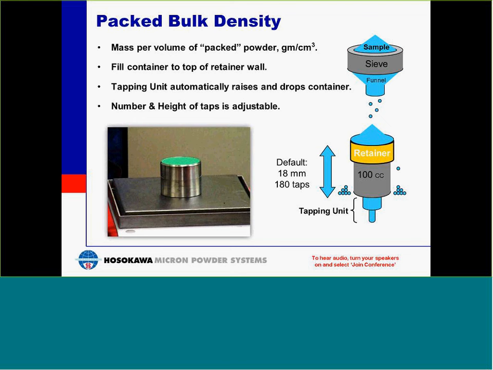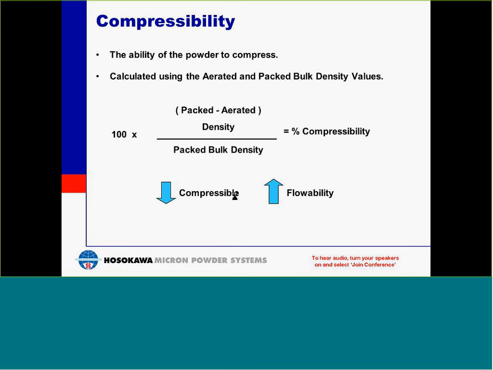Now we have the aerated measurement and the packed measurement. We can determine the percentage of compressibility. How much more material did we fit in that 100 cc cup? We take and divide the aerated by the packed to identify the compressibility. Again, dealing with a fixed volume of material, and that fixed volume of material can change. However, as a quick rule of thumb, the lower the compressibility, the higher the flowability.